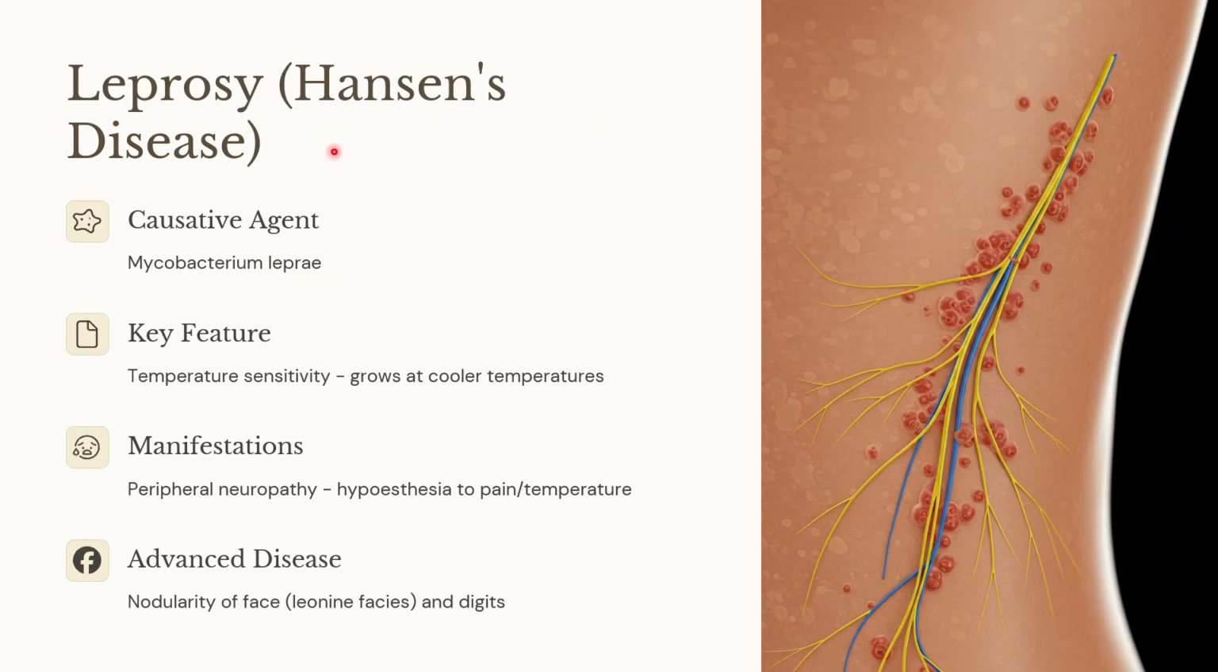What about leprosy or Hansen's disease? It is caused by Mycobacterium leprae. It is temperature sensitive; that is, it grows at a colder temperature. It presents with peripheral neuropathy, where they will tell you the patient is having hypoesthesia to pain or temperature. Sometimes in advanced cases, it can also present with leonine facies, as well as bones affecting the phalangeal joints, where the digits all become malformed.